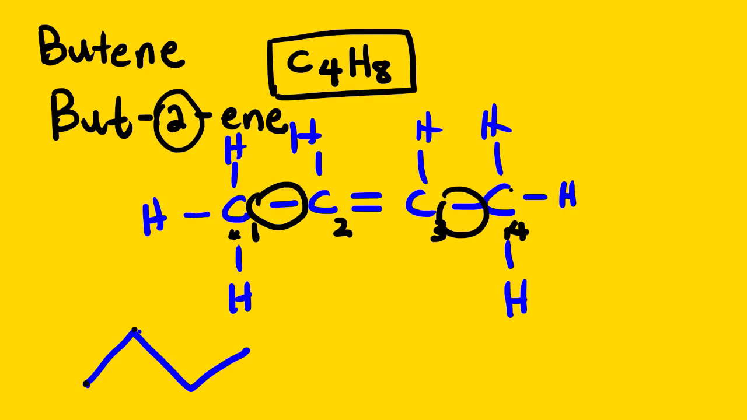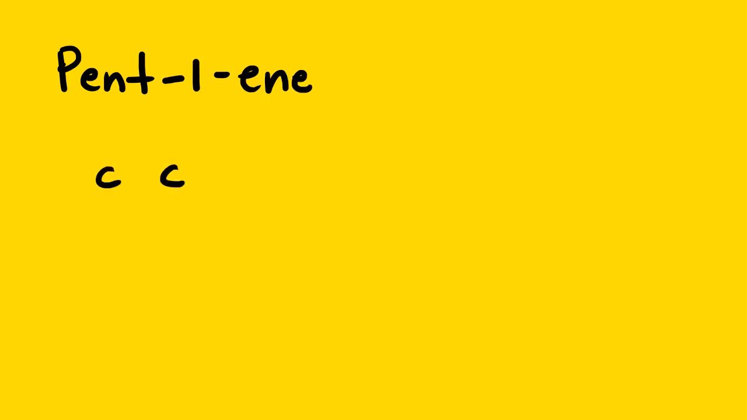We have 1, 2, 3, 4. So our double bond will be here. Remember, this homologous series is unsaturated. Or let us write pent 1 in. So we have 1, 2, 3, 4, 5. Our double bond will be here. Then you can simply fill in everything.